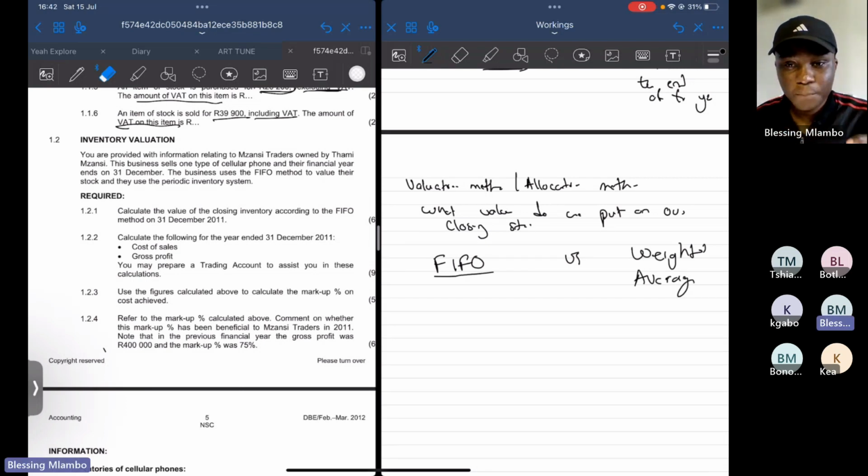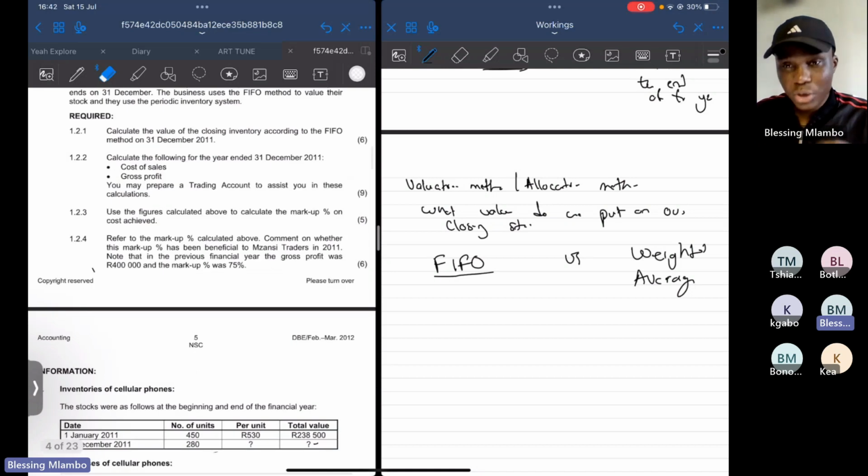So FIFO is saying first in, first out, right? The first stock that we bought or that entered the business is the first one that's going to leave the business. So at the end of the year, when we're valuing our closing stock, we take the cost price of the latest goods that we bought, because we're assuming that the things we bought latest, closest to the financial year end, are the ones that are still in the business. We're assuming all the ones that were first, we already sold them. What's left is the stock we bought closer to the end of the financial year.